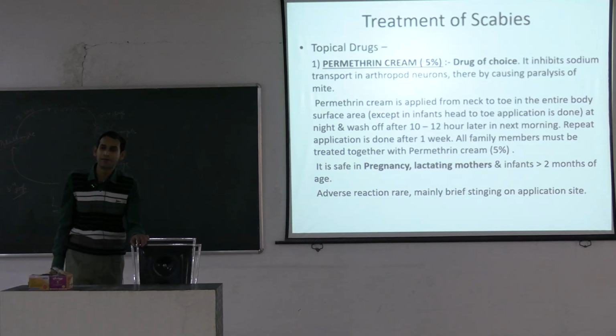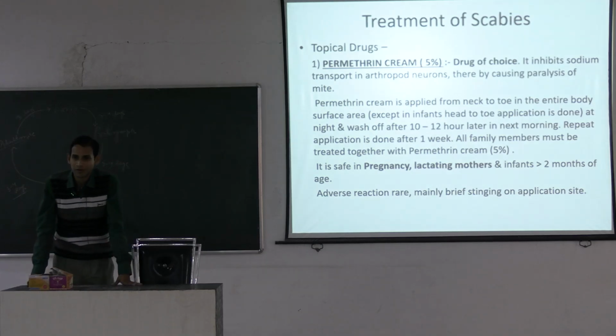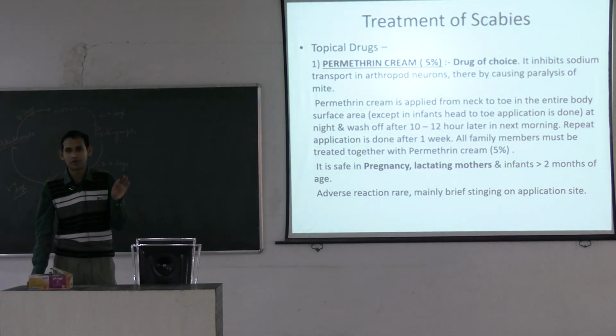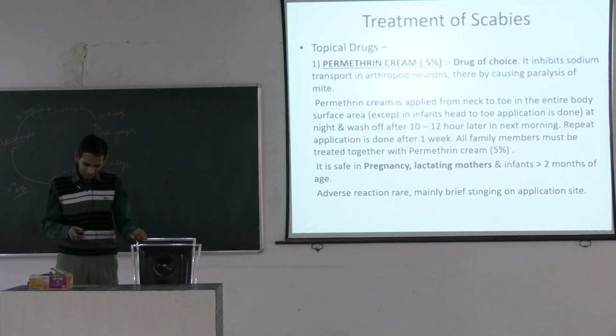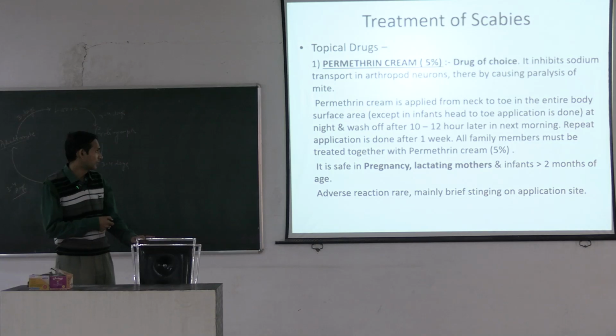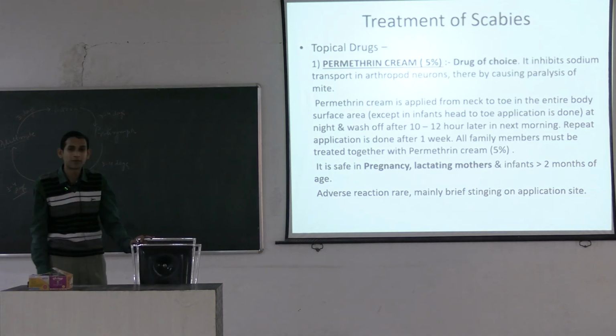It acts by inhibiting the voltage-gated sodium channel of the mite, thereby causing neuroparalysis of the mite. But it usually doesn't harm the human body, because the drug is absorbed in very small quantity in humans. It does not produce any harm to the human, and it causes paralysis of the mite. So, it is one of the important drugs of choice. How is the permethrin cream applied?